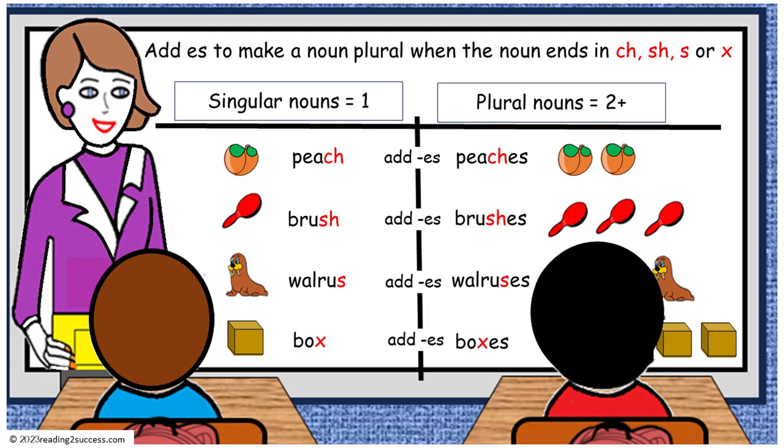Next, Mrs. Smart introduces the new lesson. Add ES to make a noun plural when the noun ends in CH, as in peach, SH, as in brush, S, as in walrus, and X, as in box.